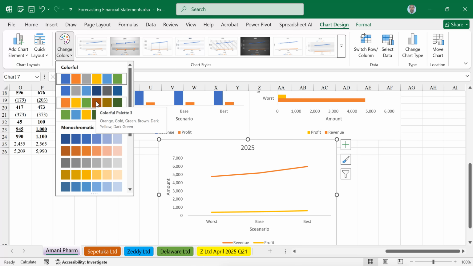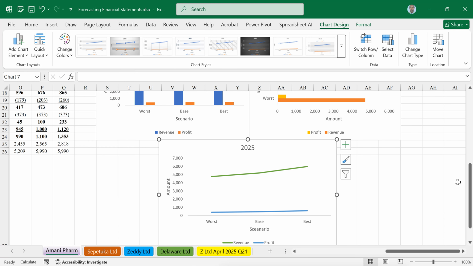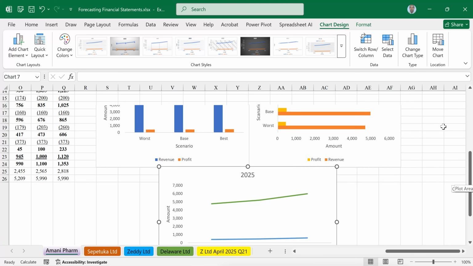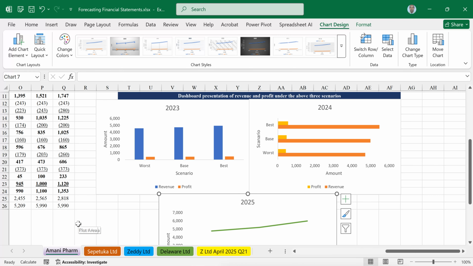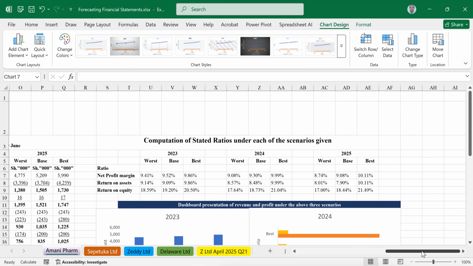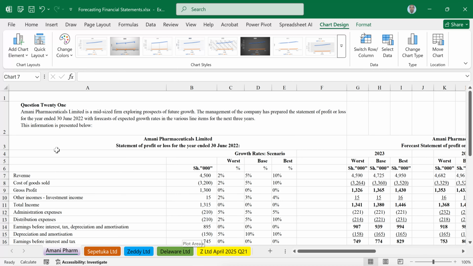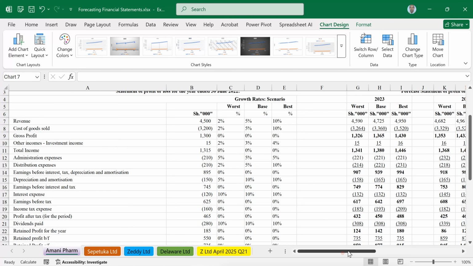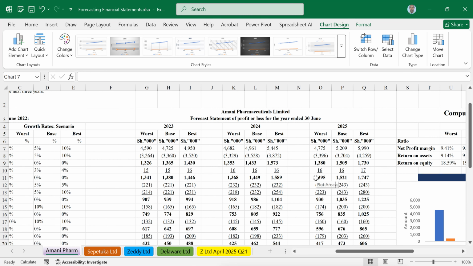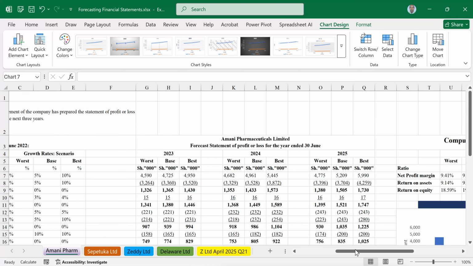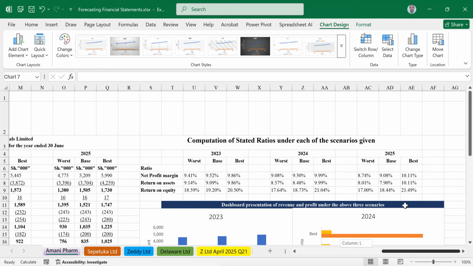Yes, that was the question, Amani Pharmaceuticals in 2022, December. So December 2022, question 21. We started by forecasting, which we finished. Then after forecasting, we have seen us also doing the ratios and finishing with some dashboard.